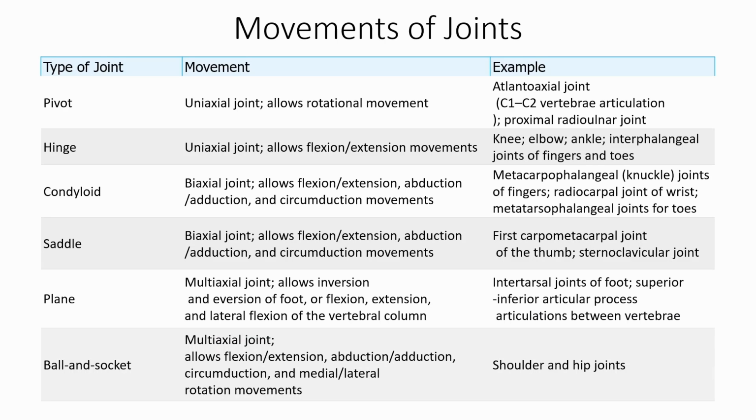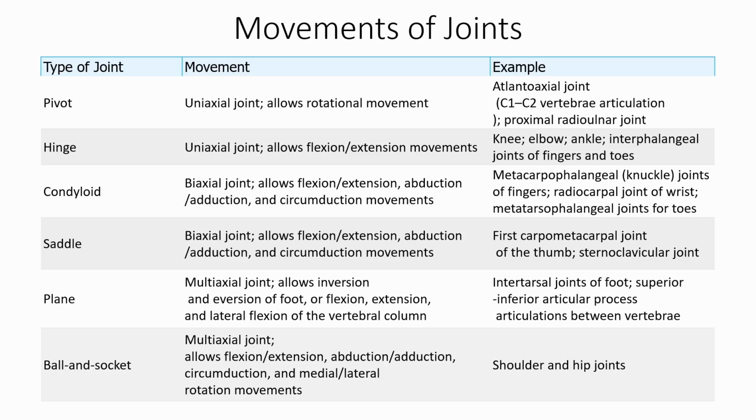Right, here's a list. I'm not going to spend too much time going over and talking about all of these because that's kind of excessive, but we'll look at least a few of these. The pivot joint, like we mentioned, was between your C1 and C2, so your axis and your atlas vertebra. This is going to allow for just rotational movement.